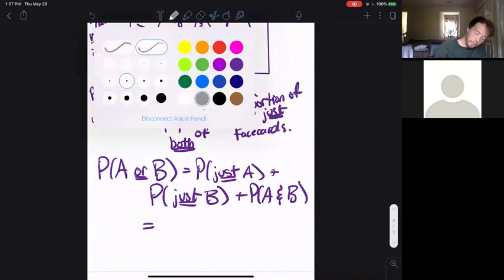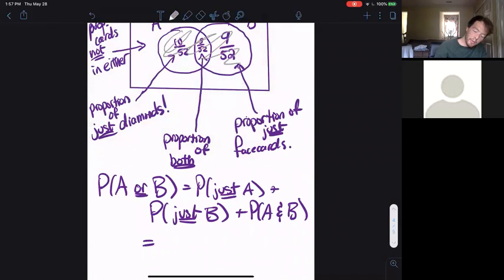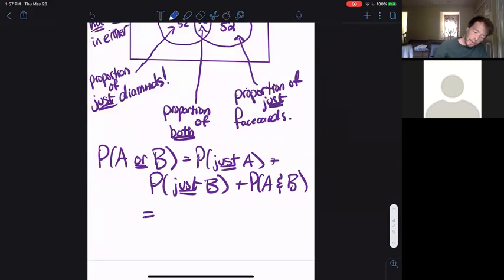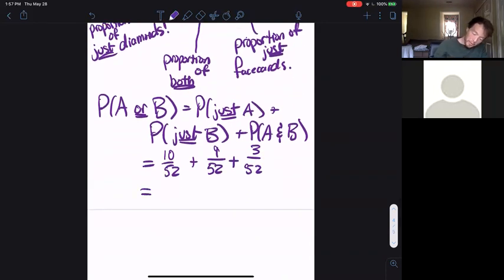Maybe I should explain that more. You get everything that's the area of these three regions without double counting the middle area here. Because if I just added the area of the two circles, I would add that center area twice, which you shouldn't be doing. So now that I've written this out, the probability of A or B is actually just 10 out of 52, probably just A, plus 9 out of 52, the probability of just B, plus the probability of A and B, which is 3 out of 52, which is 22 out of 52, which is the correct answer.